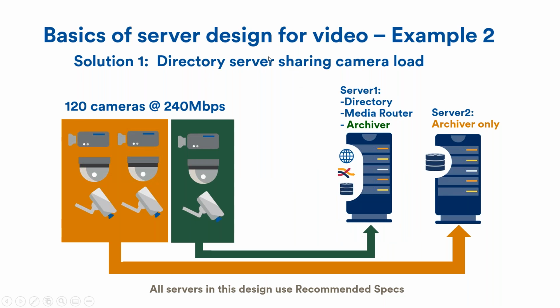Here's another example. Directory server, we have 120 cameras at 240 megabits per second, so each streaming 2 megabits per second. And what we've done is we've split the camera load. So we have one server hosting the directory, media router and an archiver, okay? And that will support less than the 100 cameras and 200 megabits per second. And then the standalone archiver will take the load of the additional cameras. Okay, this is solution 1 in this scenario.